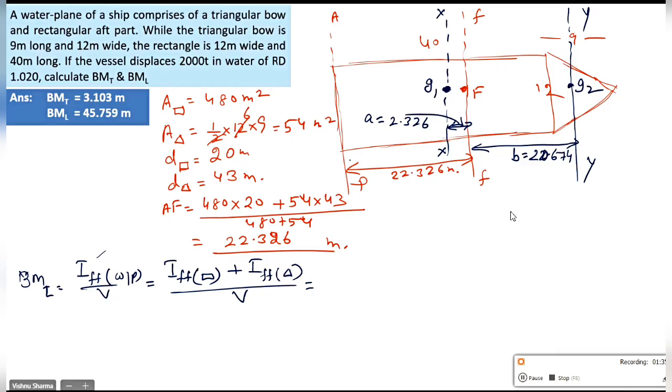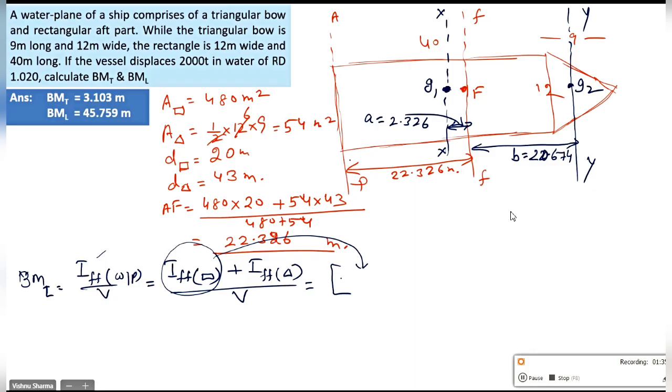20.674, right? Yes, sir. Okay. So, guys, if you do it the way I'm doing, it will be easier. It has to go on the diagram. Why? Because you'll have to use the theorem of parallel axis for both the rectangle and the triangle. Now, I will write the theorem of parallel axis with a box here.